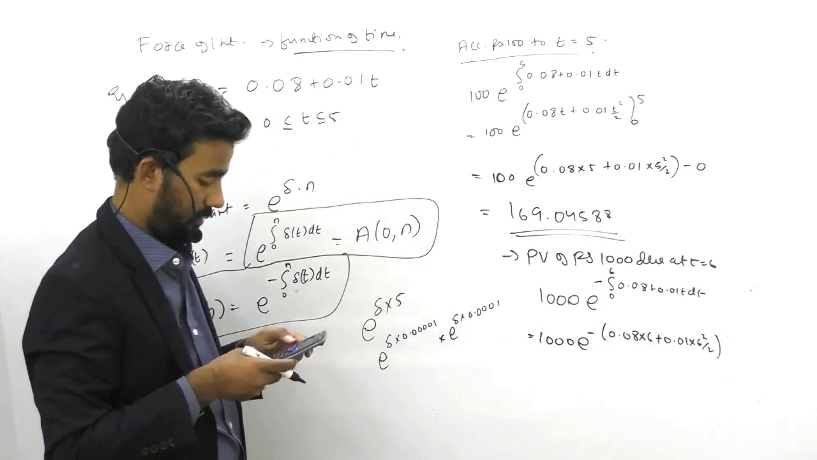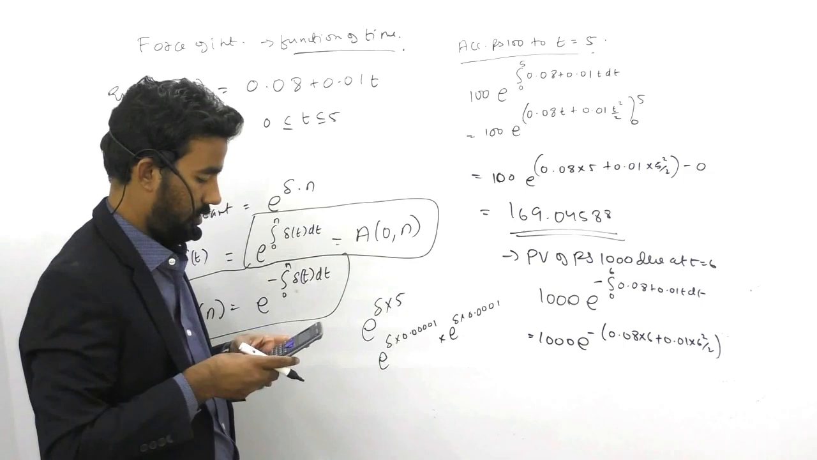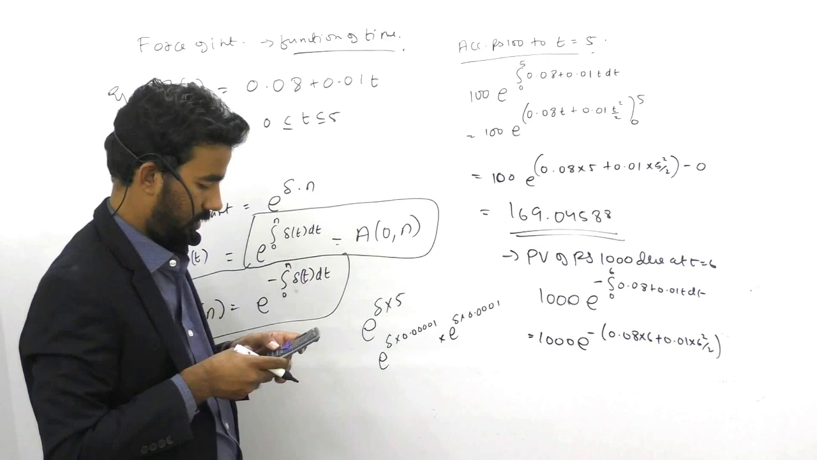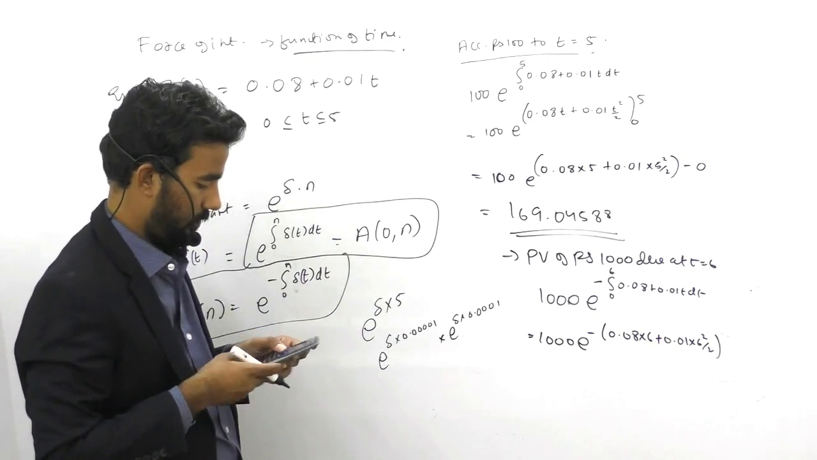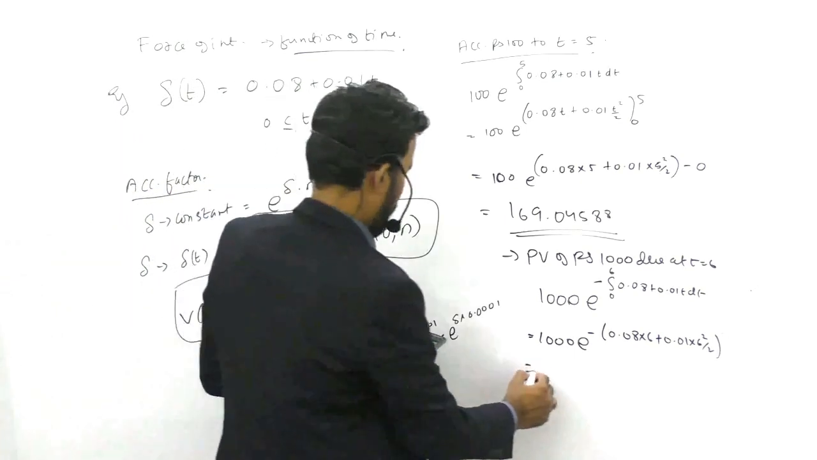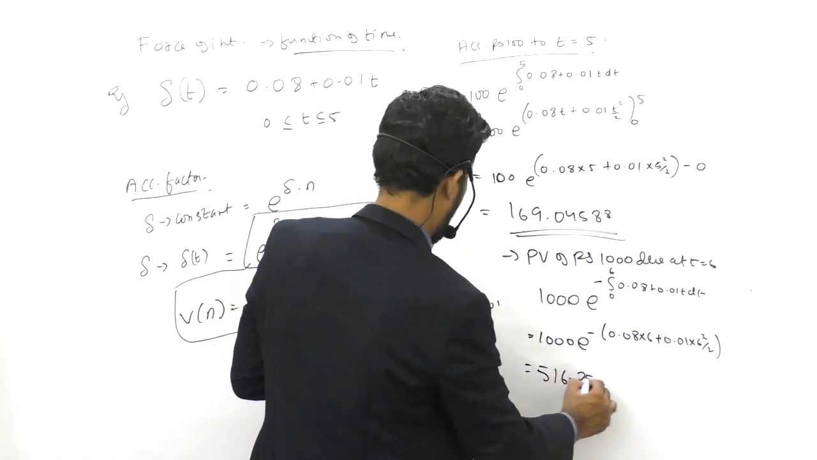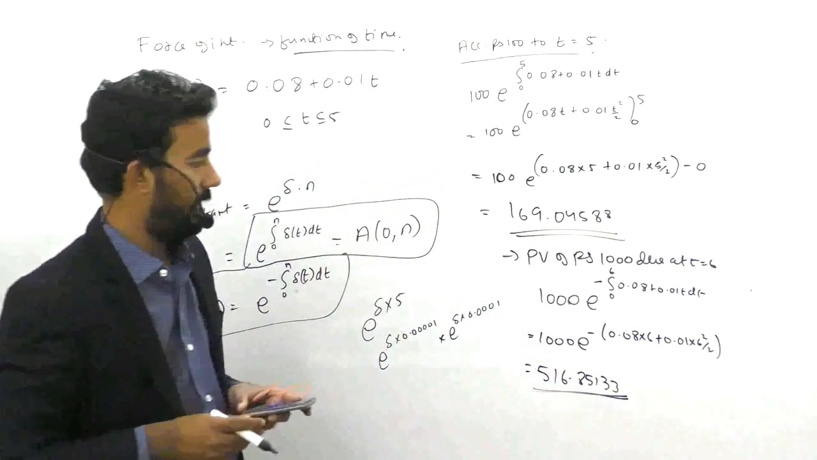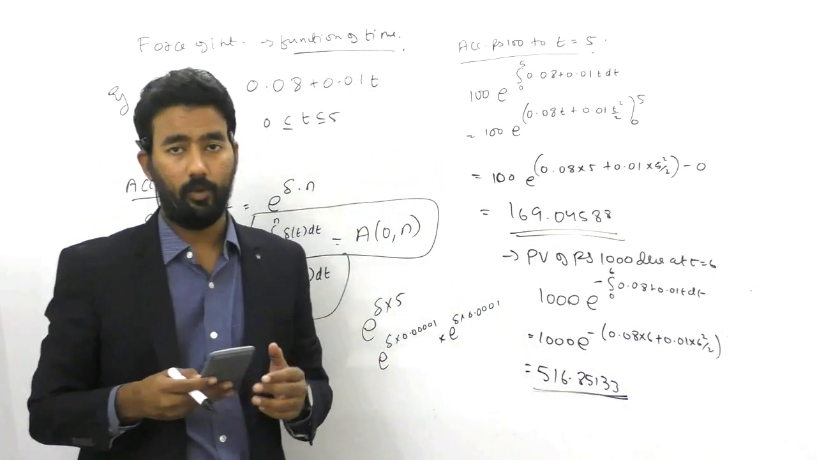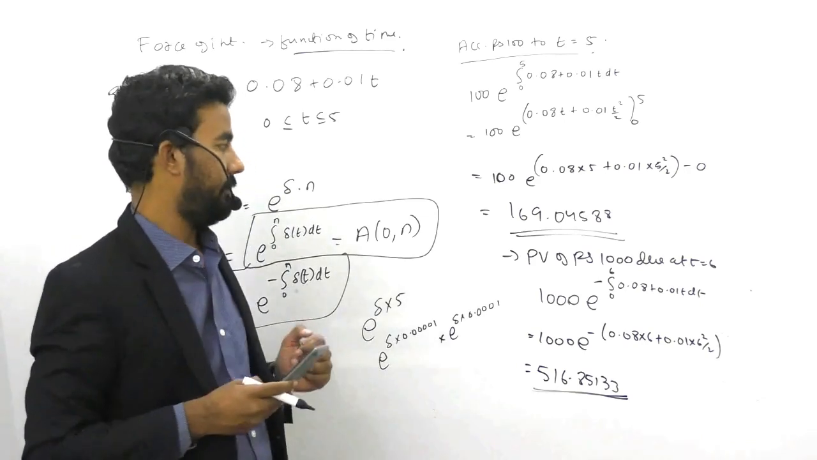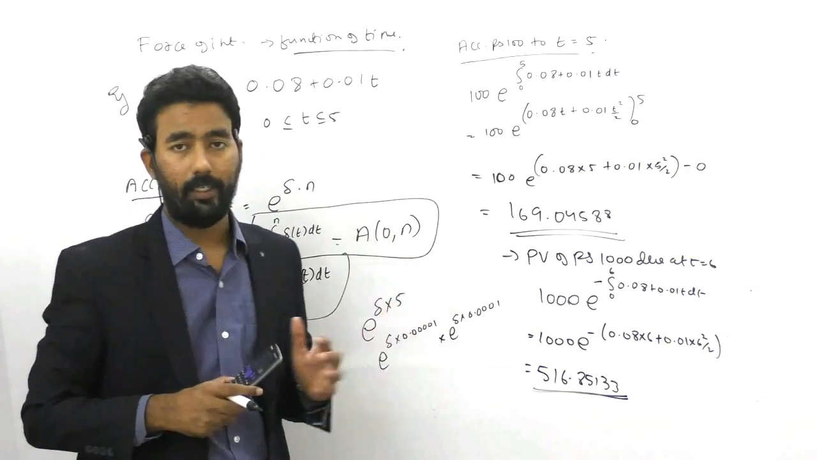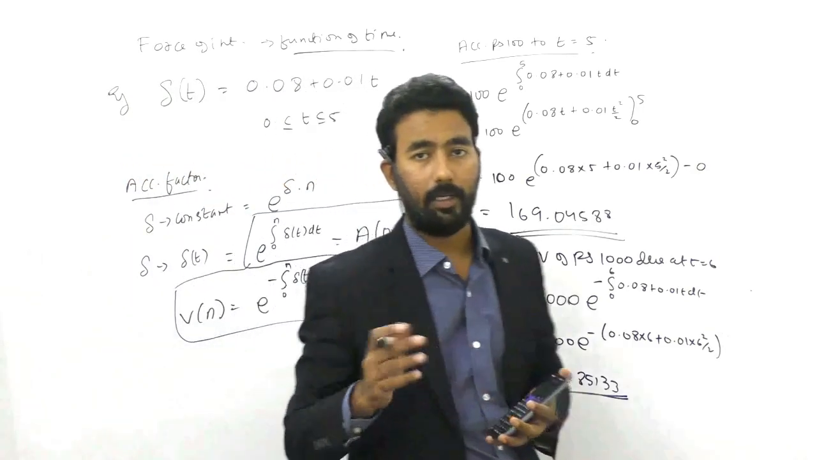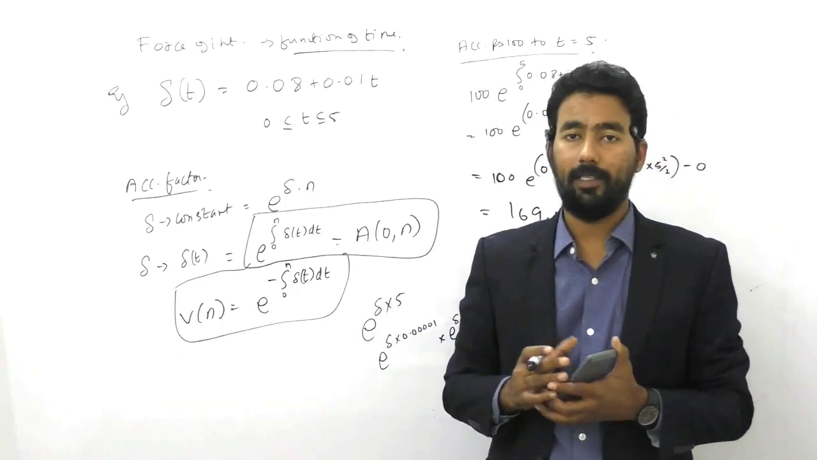So 1000 into e raised to minus 0.08 into 6 plus 0.01 into 6 square by 2, and the answer is 516.85133 rupees. So this is how you deal with the force of interest when it is given as a function of time. Pretty easy. You just need to integrate whenever it is a function, and when it is not a function, you just take the value as it is and multiply it by n. That would give you the answer pretty easily.